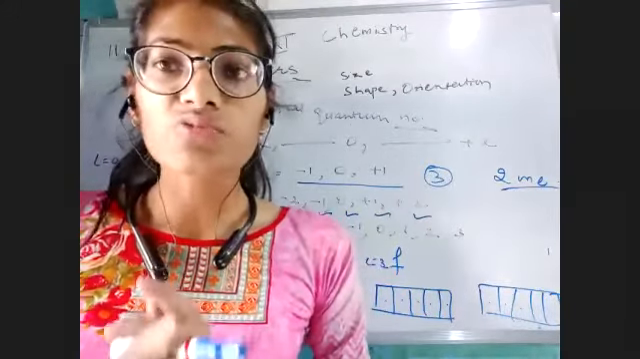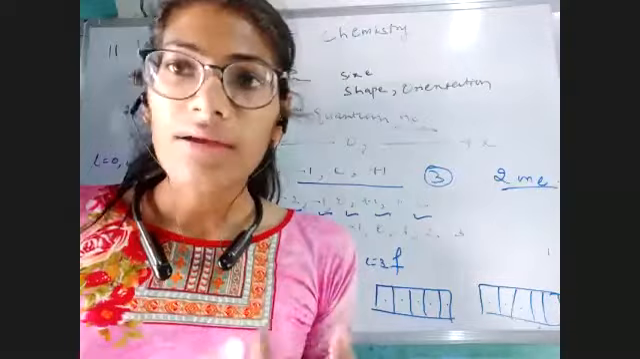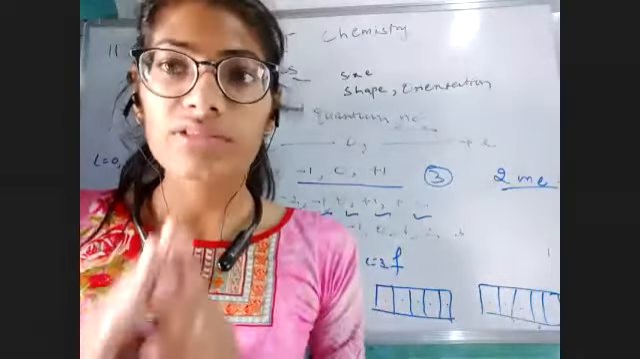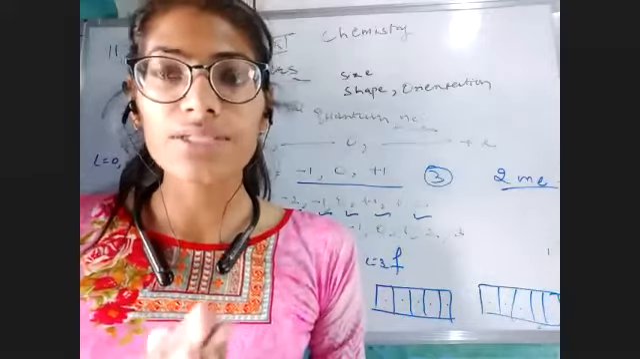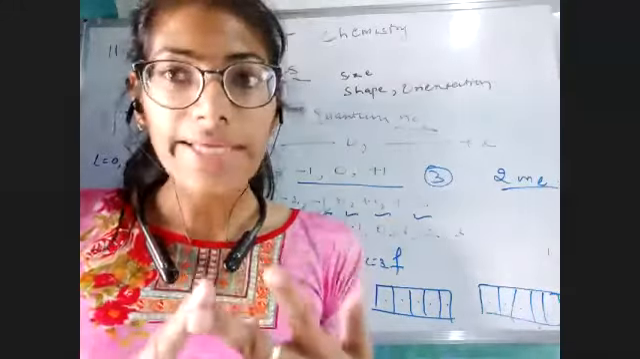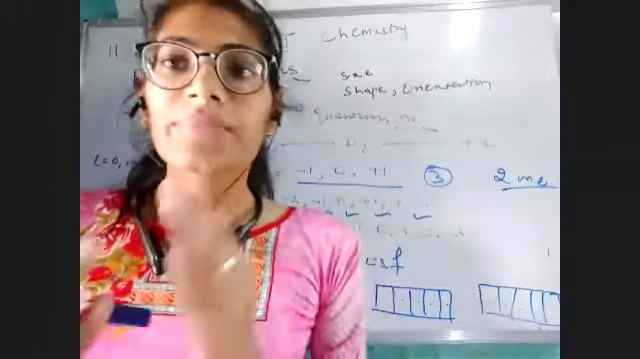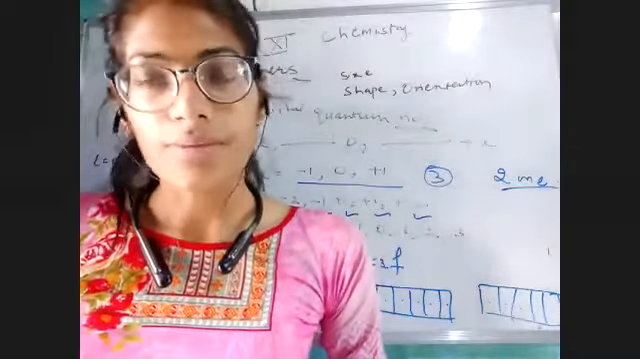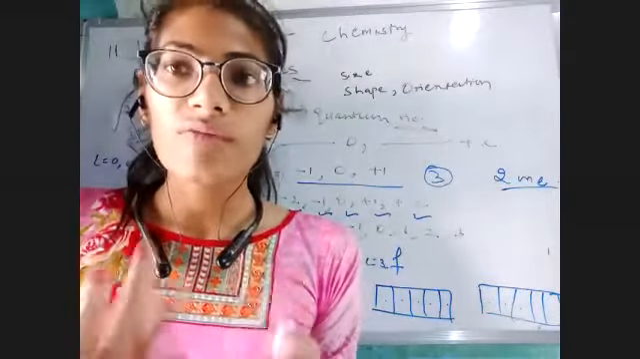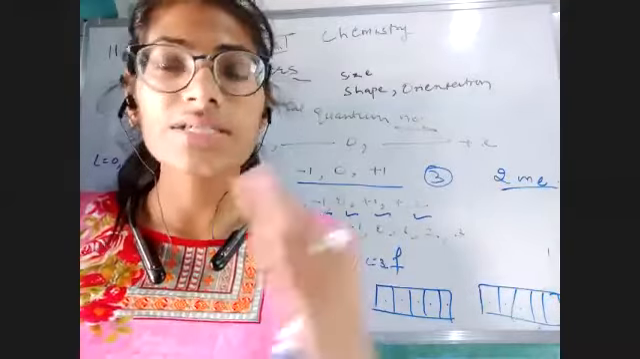Okay, this was all about n, l, and ml. These were 3 quantum numbers which give us the shape, size, and lastly the direction, the orientation. Okay, now what happens when we have discussed all 3?